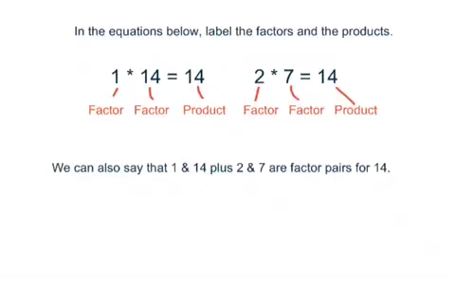And then factor pairs: the 1 times 14, the 1 and the 14 are the factor pairs, and 2 times 7, factor pairs for 14. The two things that I multiply together, the two factors put together, are your factor pairs. Hopefully that all makes sense to you. Make sure you have notes written about those different things so that you know what they are.